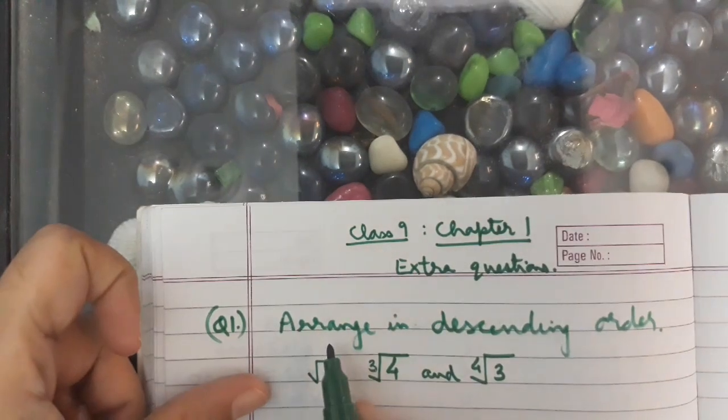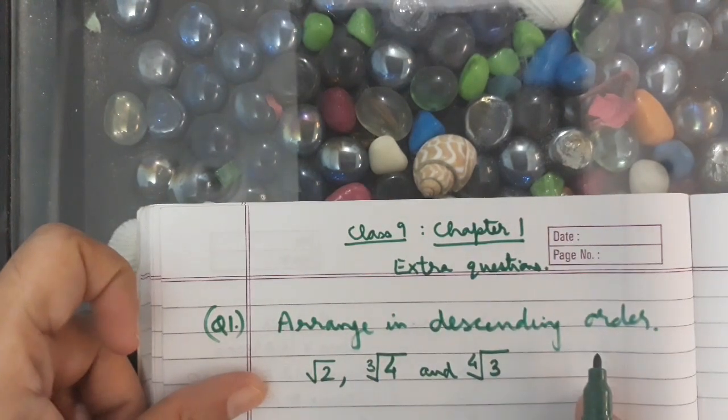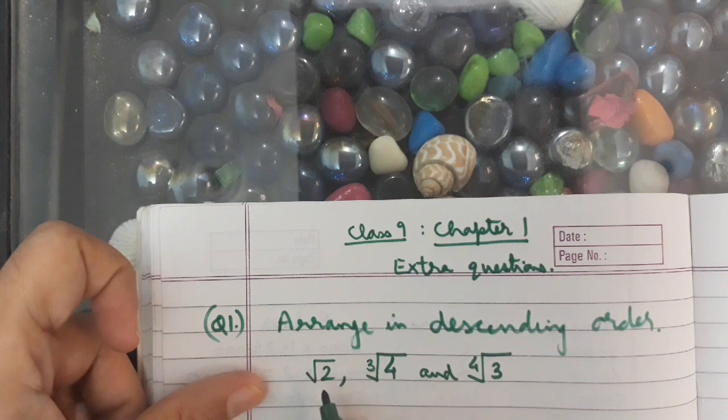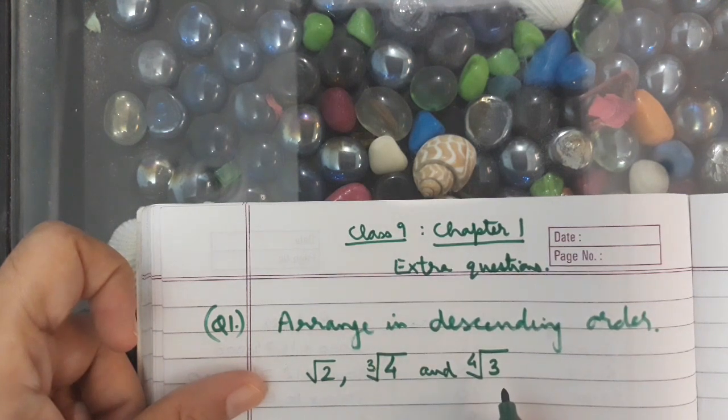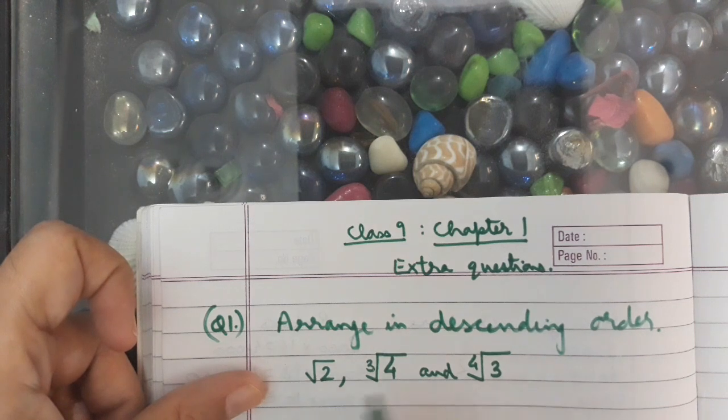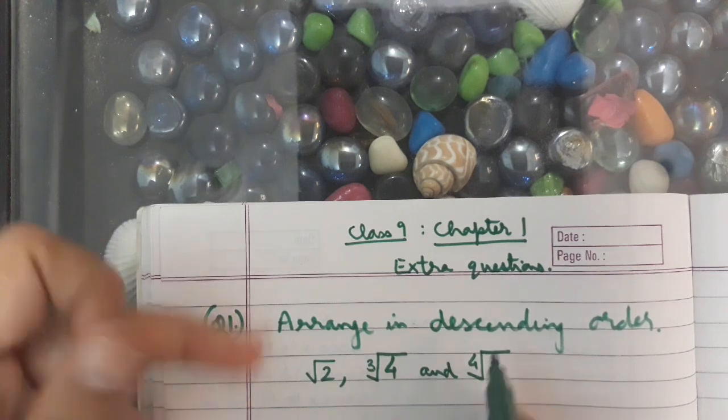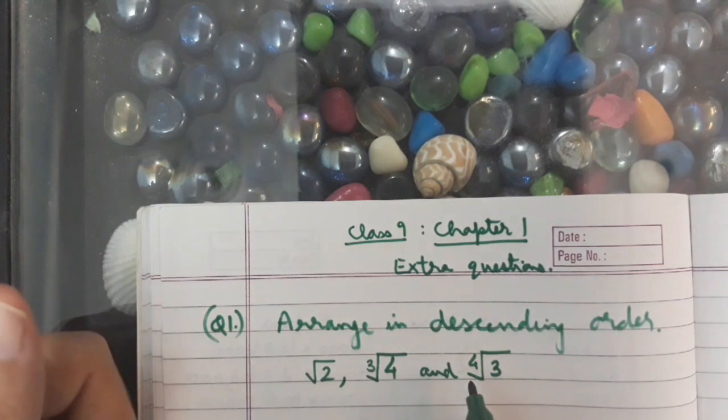The first question is arrange in descending order. And here we have square root of 2, cube root of 4 and fourth root of 3. As you can see over here we have square root, cube root and fourth root. And now we have to arrange it in descending order.